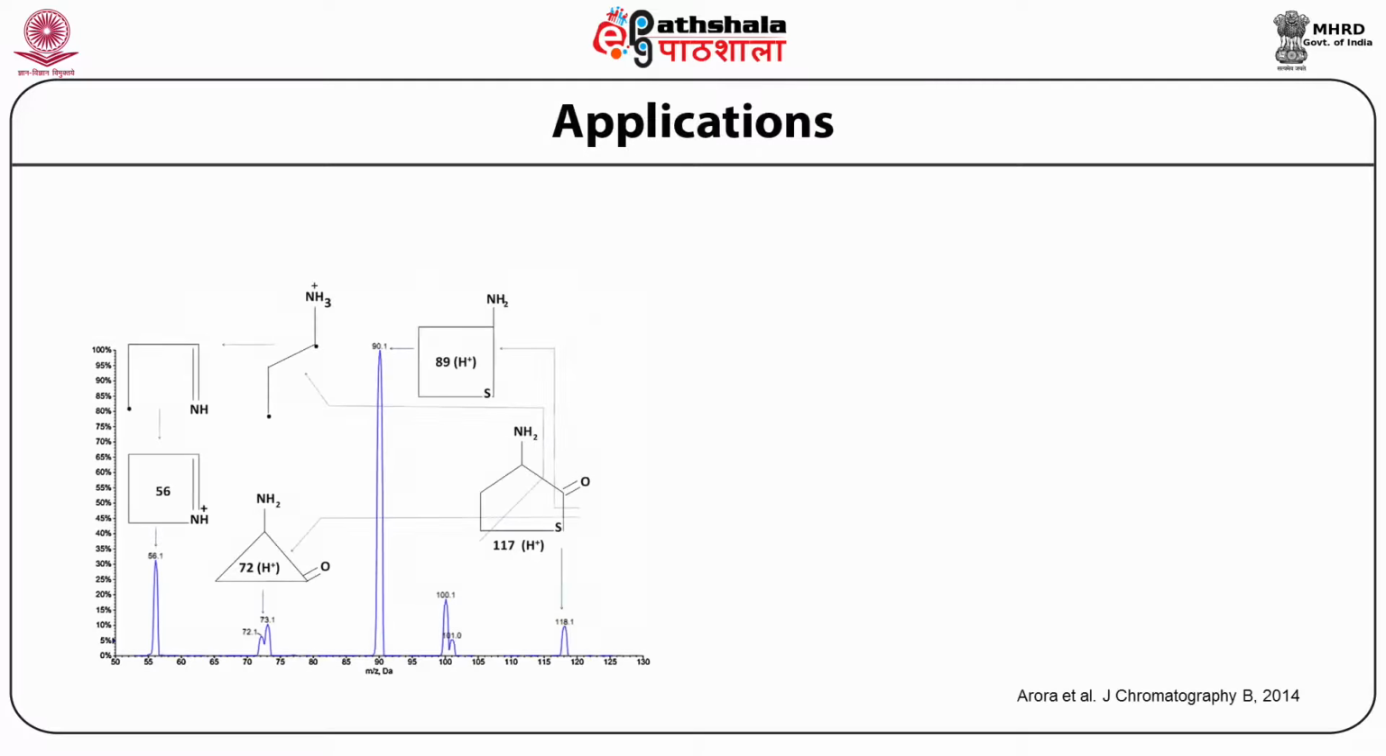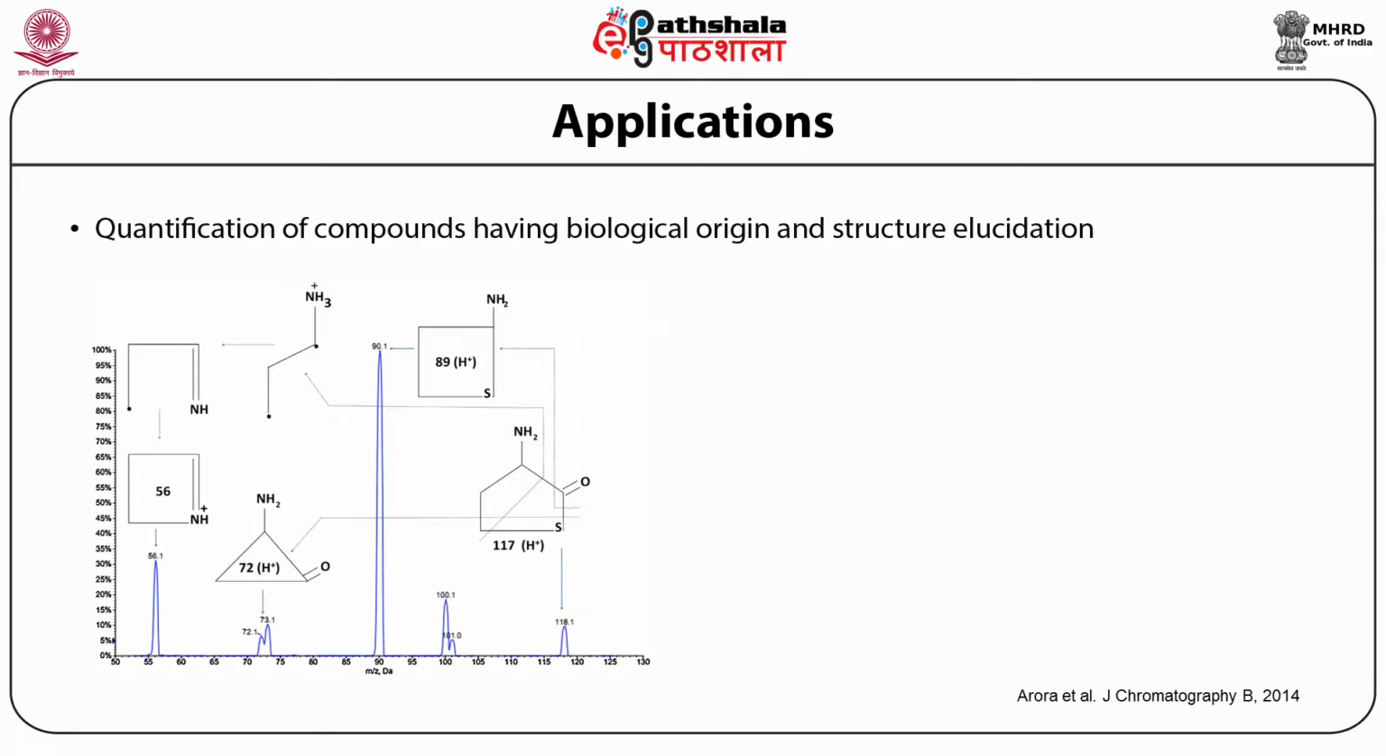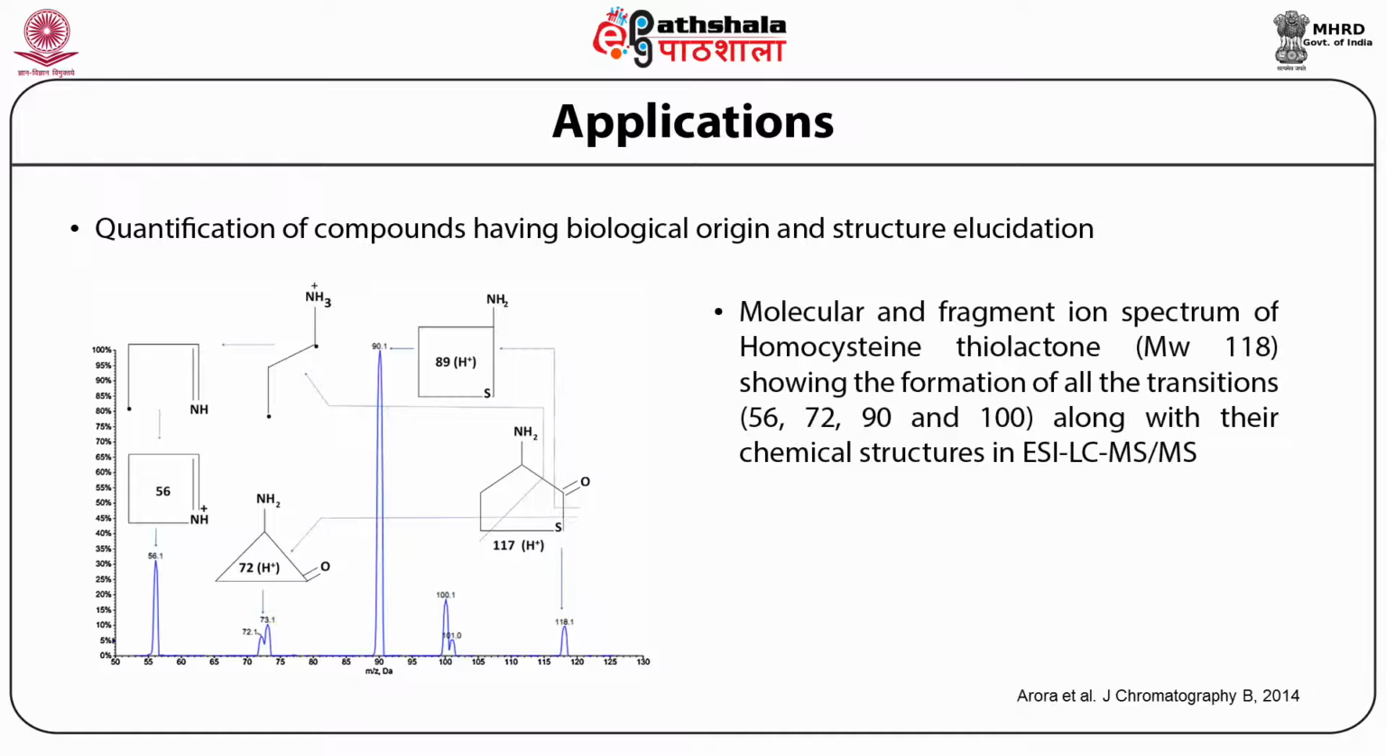Okay, as of now we have seen several parameters, gas phase transitions, and different modes. Now let us see their applications, where it can be used. In this picture, what you see is the quantification of compounds having biological origin and structural elucidation. Here is a molecular and fragment ion spectrum of homocysteine thiolactone, which appears at 118, where the molecular weight is 117. When it is protonated, it comes at 118.